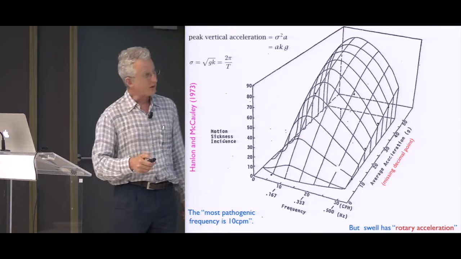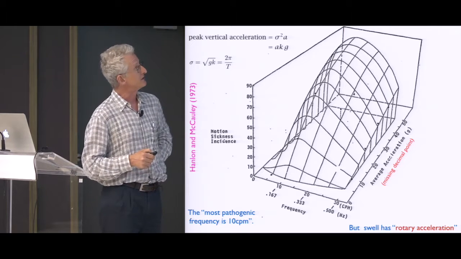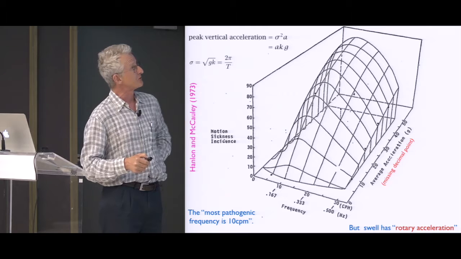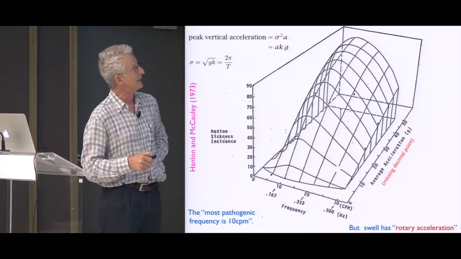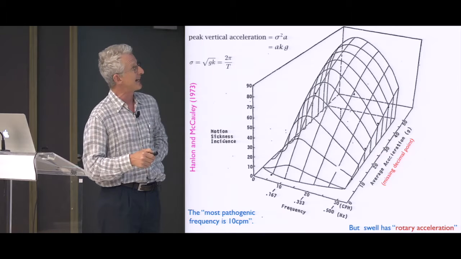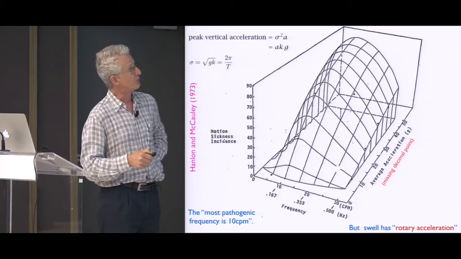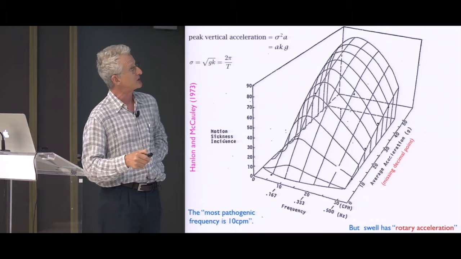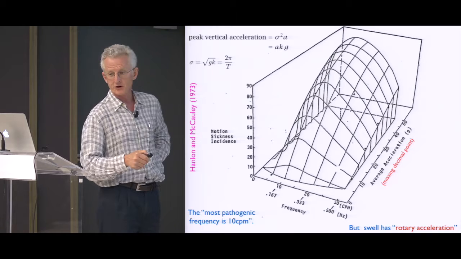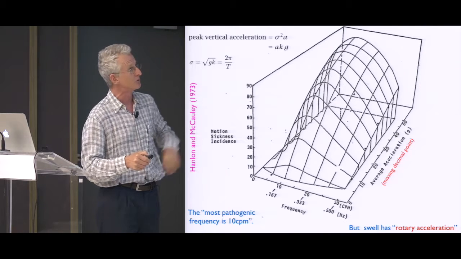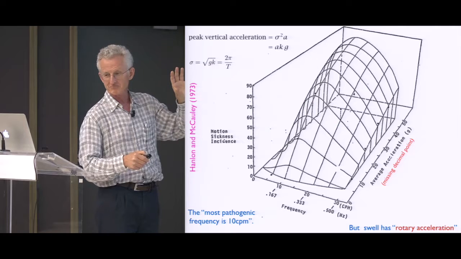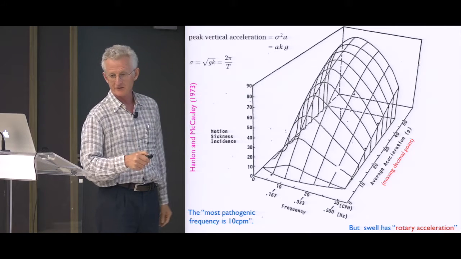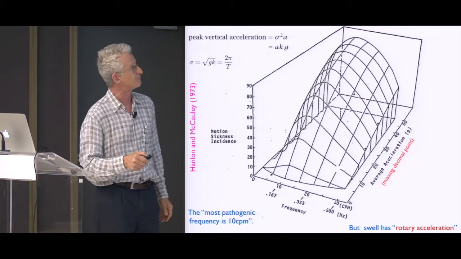So gravity waves also have an acceleration, which is given by the following formula. Sigma is the radian frequency of the waves, and it's related to the wave number by sigma is the square root of gk. That's the dispersion relation of deep water gravity waves. Another way of writing the peak vertical acceleration is the wave slope, ak, times g. And there's only one physical constant which is going to occur in this whole seminar, and that's g. Everything can be expressed in terms of 9.8 meters per second squared.